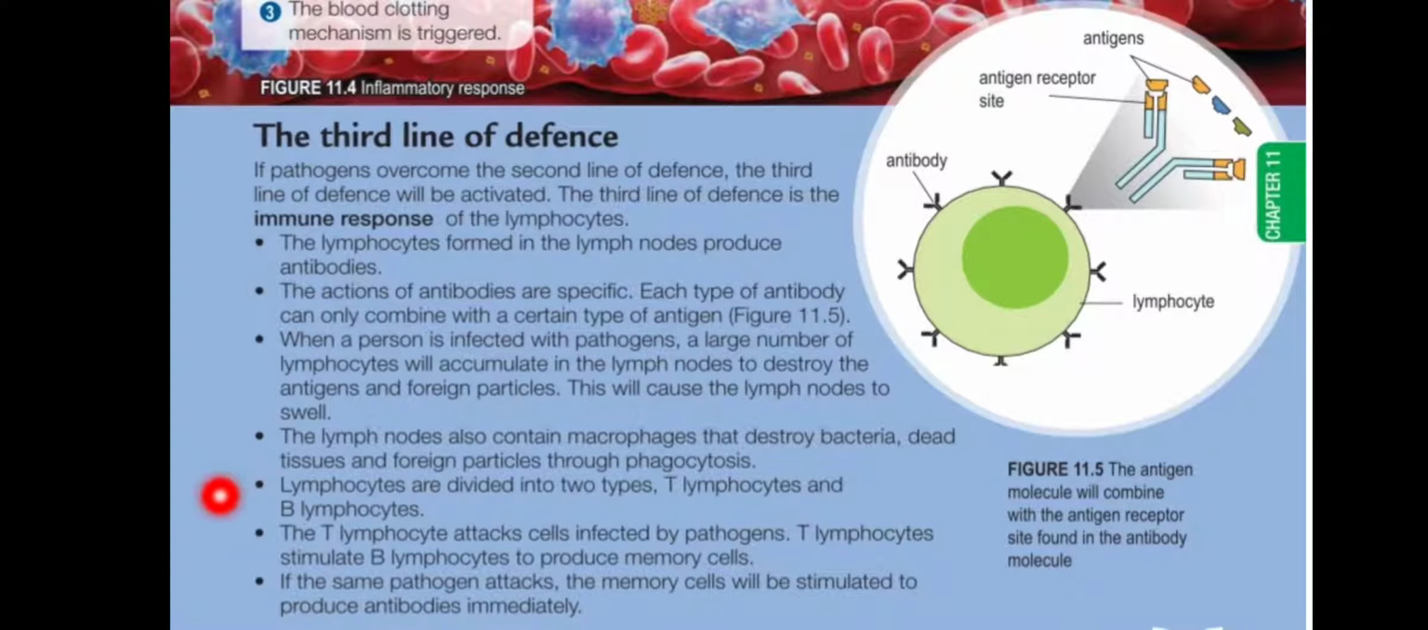So the T lymphocyte, okay, T lymphocyte di sini. T lymphocyte, dia attack cells infected by pathogens. The T lymphocyte stimulate B lymphocyte to produce memory cell. So memory cell, apa maksud memory cell ni? When the same pathogen attacks us the second time, the memory cell will be stimulated to produce antibodies immediately.